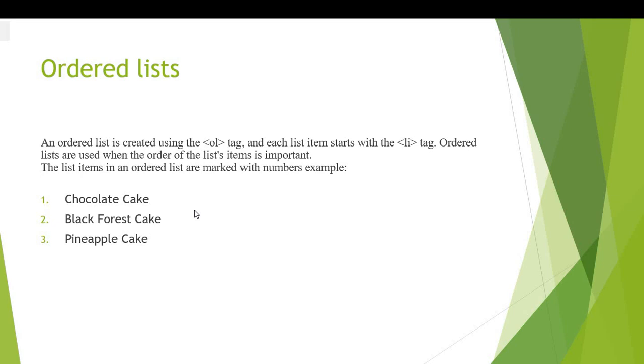Next are ordered lists. An ordered list is created using the OL tag, and each list item starts with the LI tag. Ordered lists are used when the order of the list items is important. The list items in an ordered list are marked with numbers. For example, the same list is displayed using numbers.